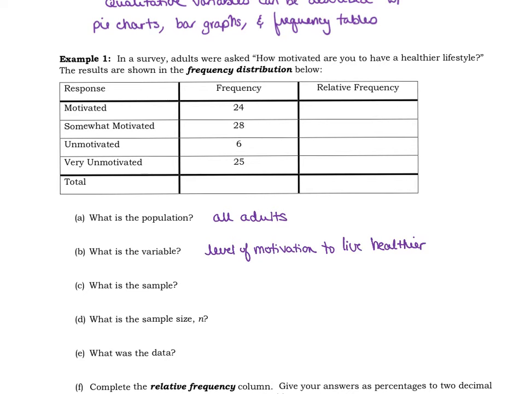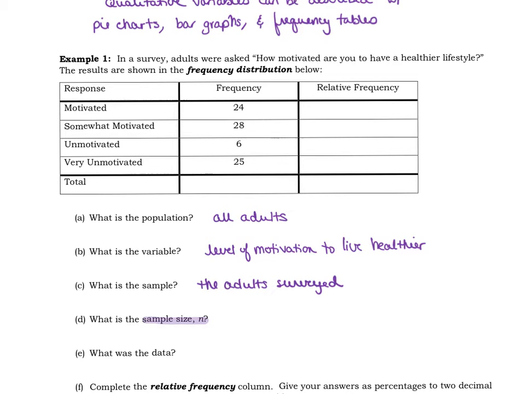Okay, what is the sample? Well, remember, the sample has to come from the population. So the sample is the adults surveyed. And then what is the sample size, which we will use the lowercase letter n to represent the sample size. So that is something important to note. Okay, sample size will have the notation n.